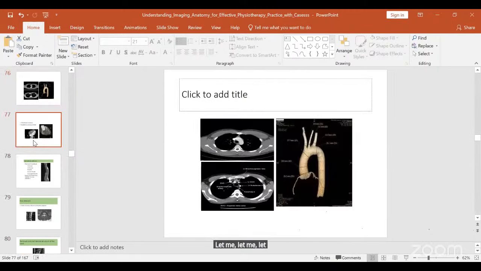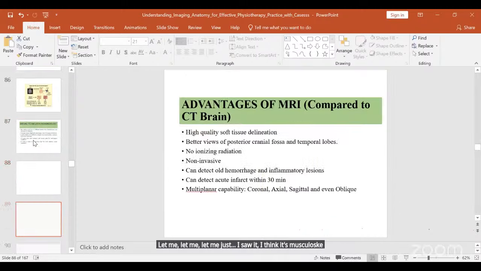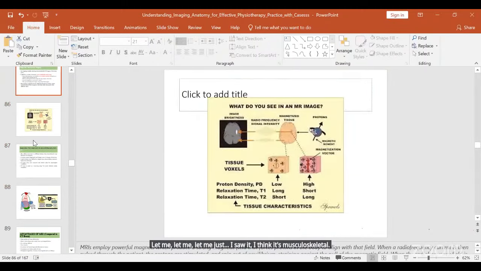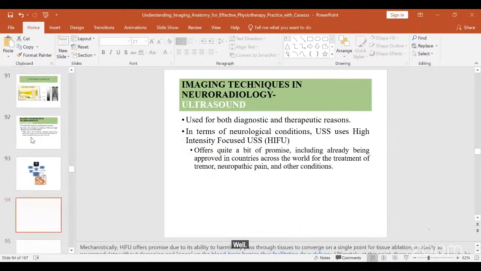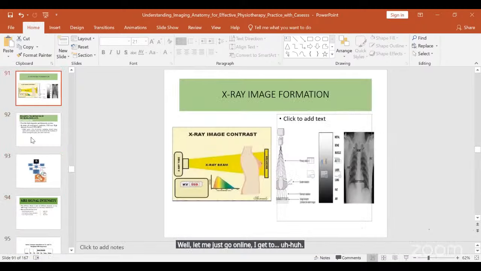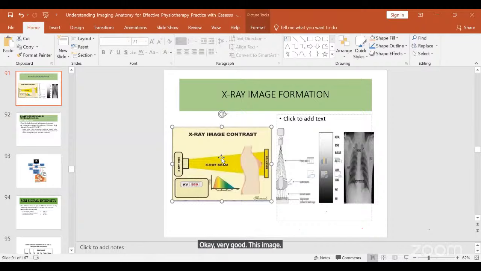Let me just go online. Okay, very good. This image. Look at what really happens in X-ray image formation. That's the X-ray tube. The X-rays will be directed to the patient's body, and then a detector will record it.